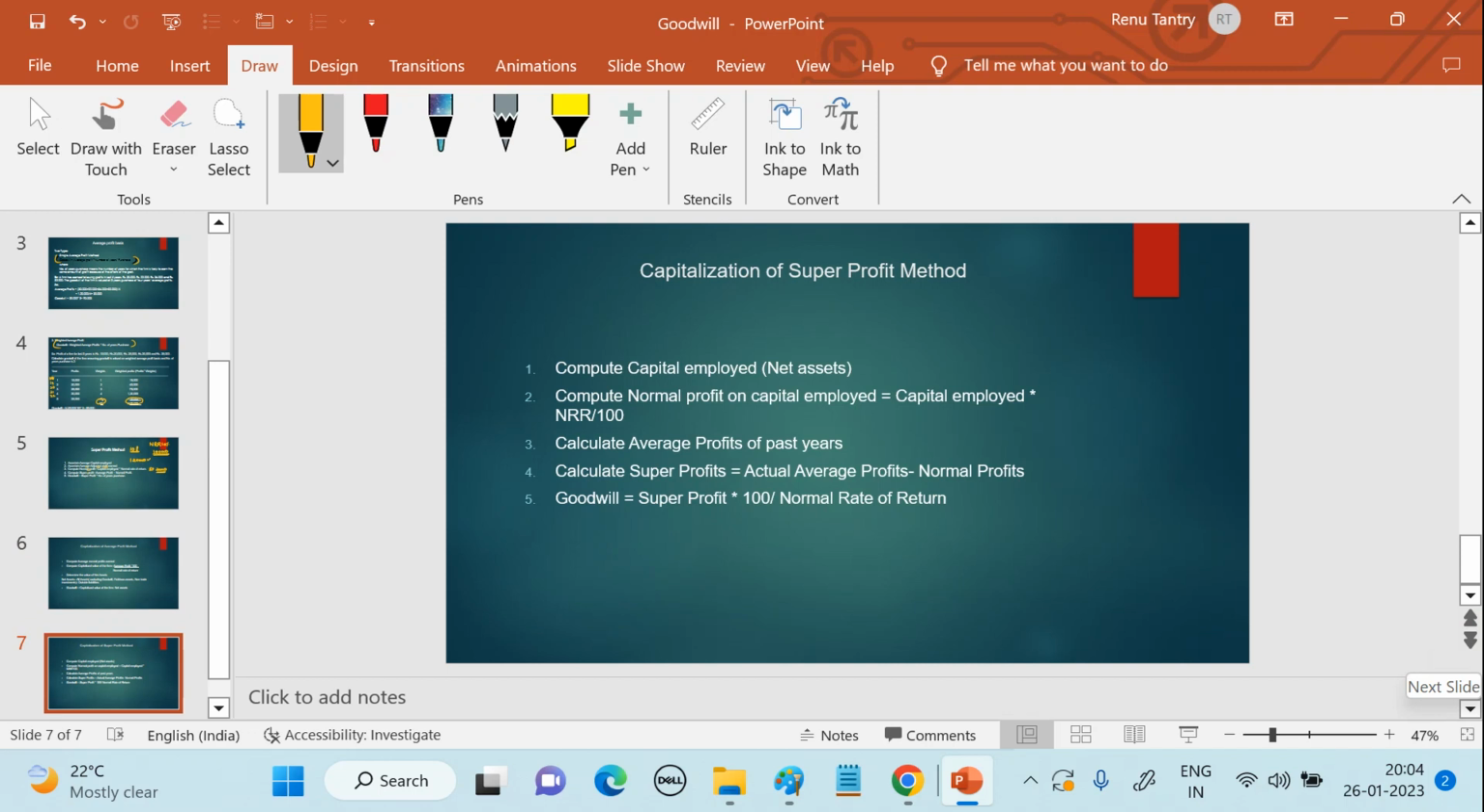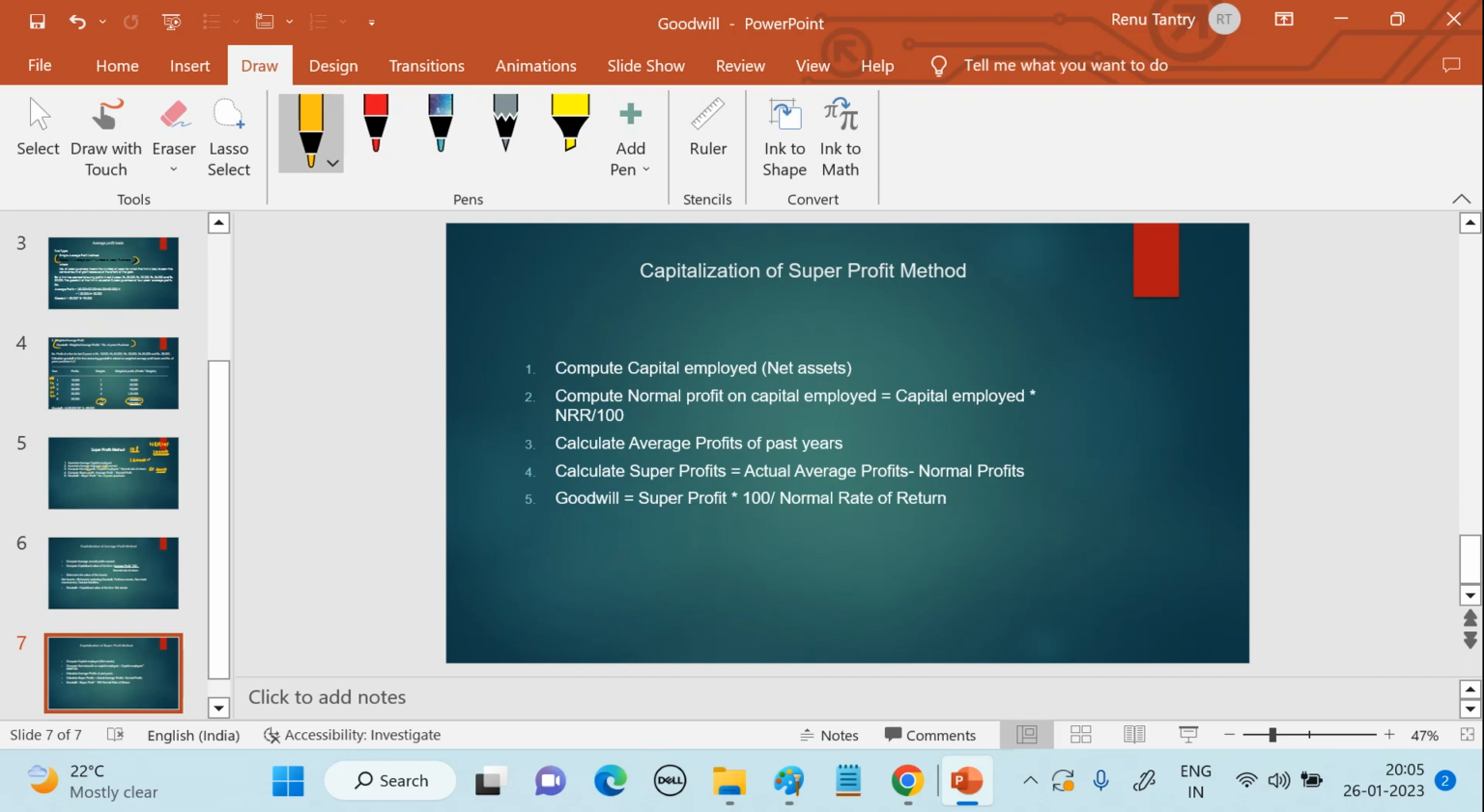Last method is capitalization of super profit method. So here there are 5 steps. First, you calculate the capital employed or the net asset, which you have seen how to calculate. You take all the assets but exclude certain assets like the fictitious asset, the non-trade investment, and then you subtract the outside liability from that. Then you get the capital employed and net asset. Then you calculate the normal profit on this capital employed. How? With this capital employed at the normal rate of return, that is capital employed into normal rate of return by 100, you'll get the normal profit.